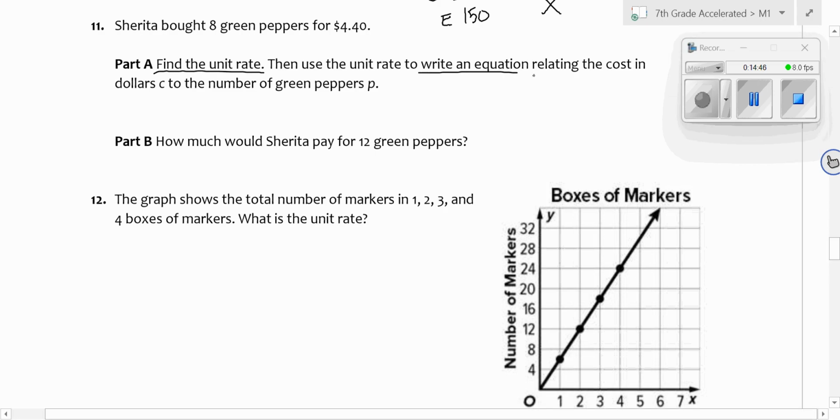We are finding the unit rate, and then we use the unit rate to write an equation. All right, so to find the unit rate, I talked to you about having cost usually on top, because we want to find out how much one pepper costs, as opposed to how many peppers you can get for $1. That doesn't make as much sense, and it's not as useful. So we do the 440. We want to find the cost per pepper. When we divide, we get 55.55. It's helpful if we label that because it helps us understand what we're doing. That's the cost per pepper.